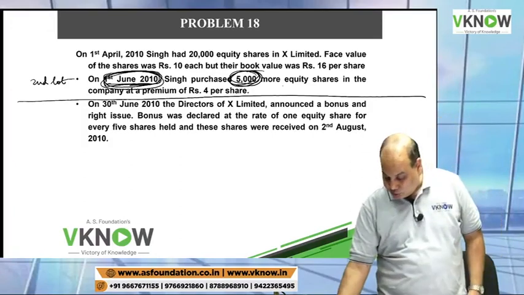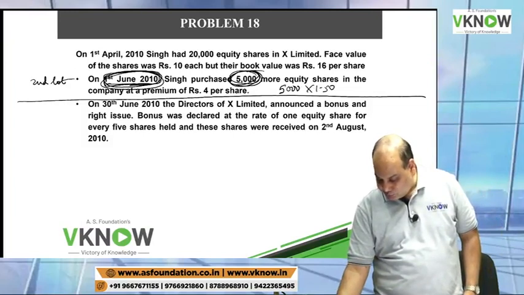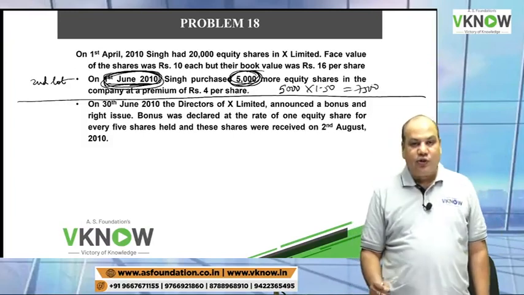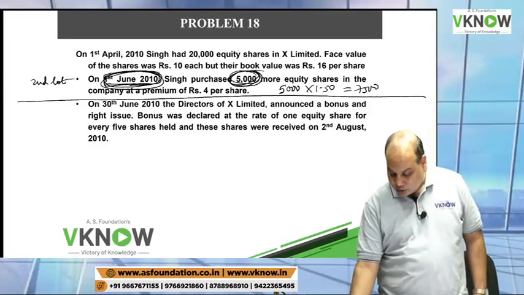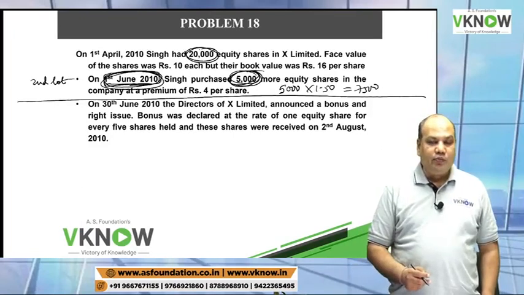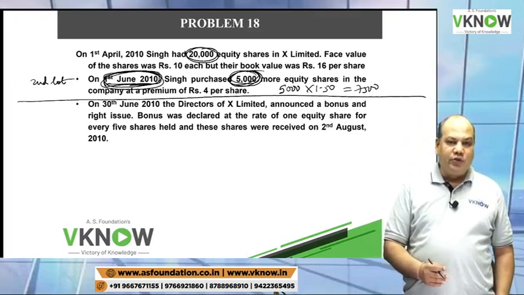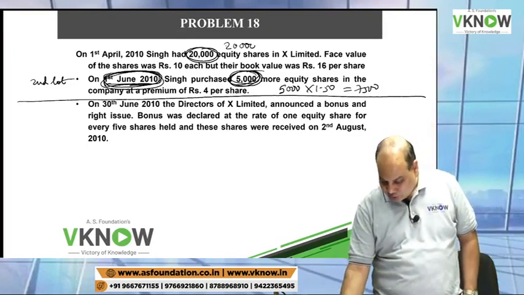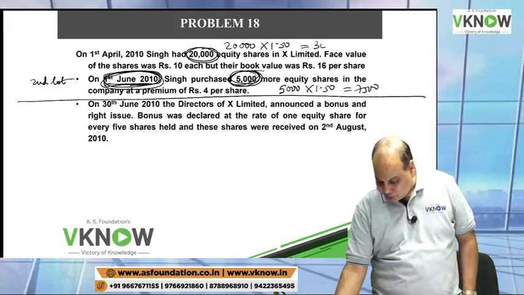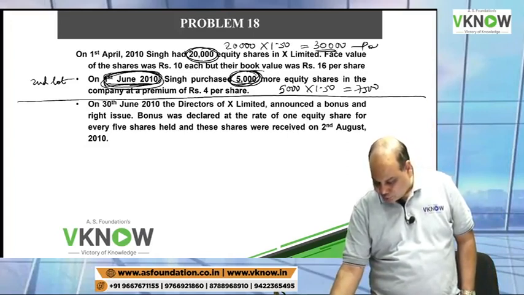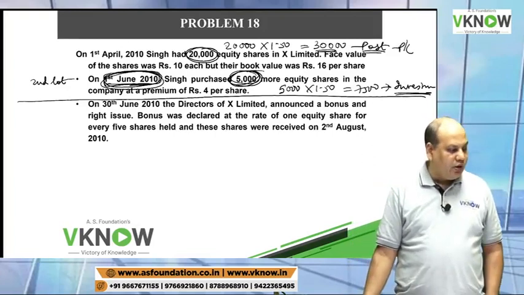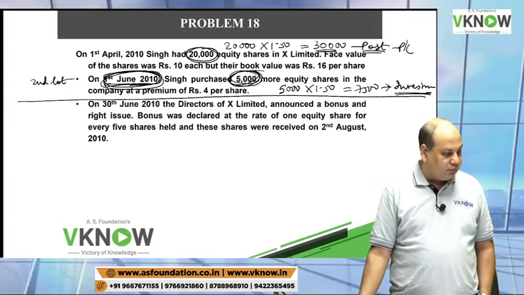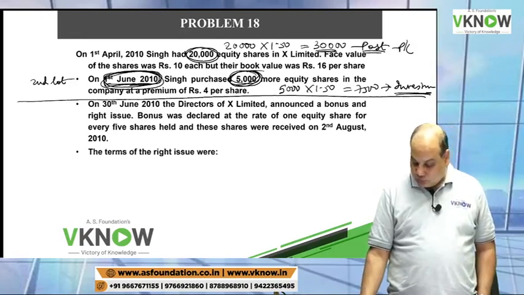So 5,000 into 1.50, 7500 is dividend out of pre-acquisition profit, and dividend received on the opening balance. Singh was already a shareholder on 31st of March. So therefore, on 20,000 shares, dividend will be received at the rate of 1.50, 30,000, and this is post. This post will go to P&L account. 7500 will be credited to investment account. Tanya is right. Thakur is right. Okay.